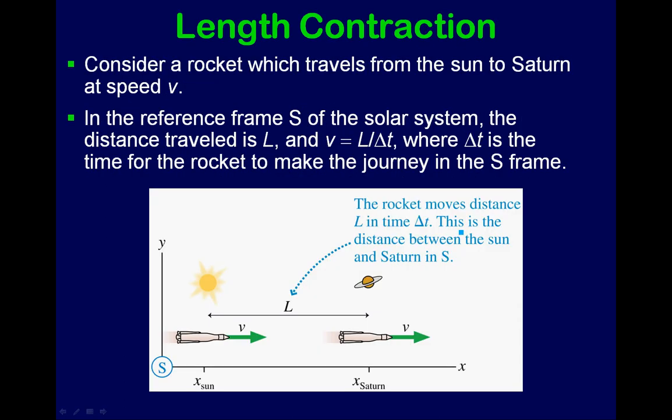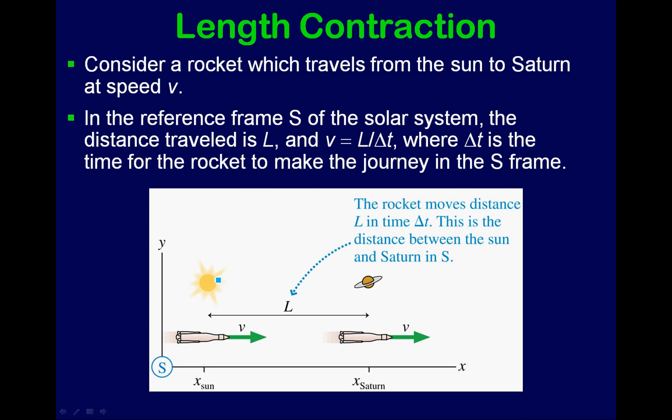Now, once we have time dilation, there's another effect that comes along with it called length contraction. We're following along here with the text. Consider a rocket which travels from the sun to Saturn at speed v. Here's the picture. It starts at the sun and goes to Saturn. It covers some length L. This is in the reference frame of the solar system, which is watching the rocket go from the sun to Saturn.